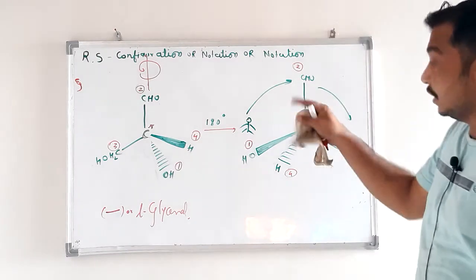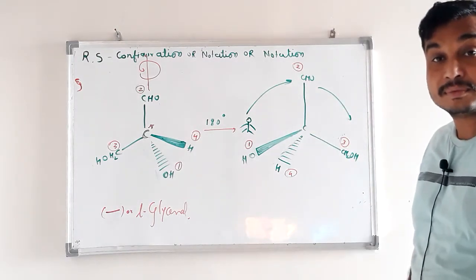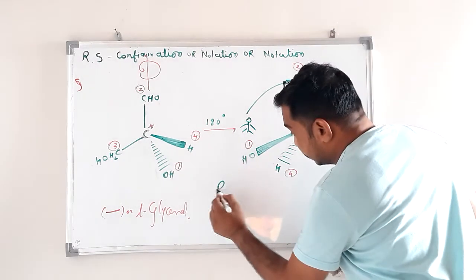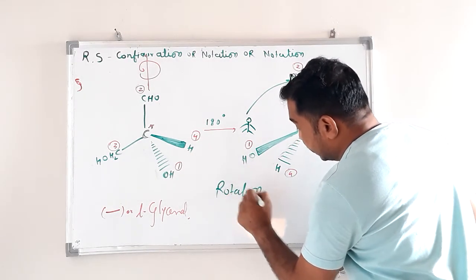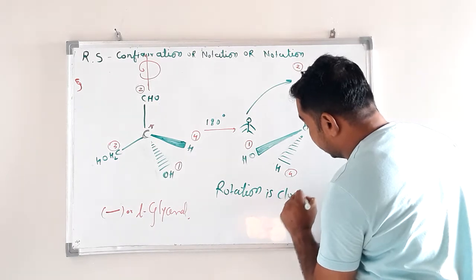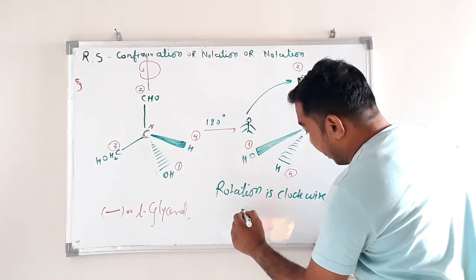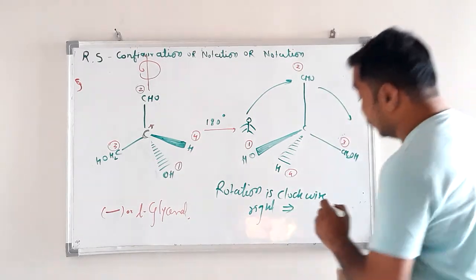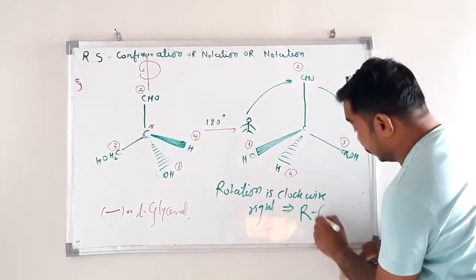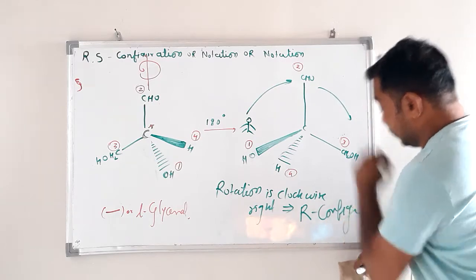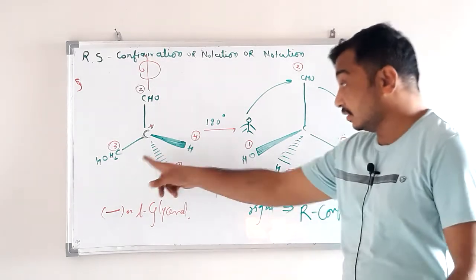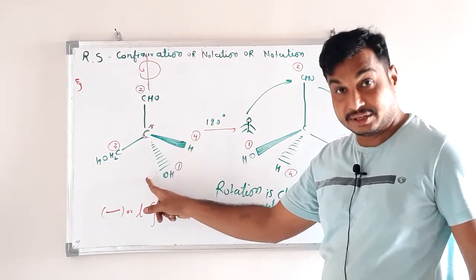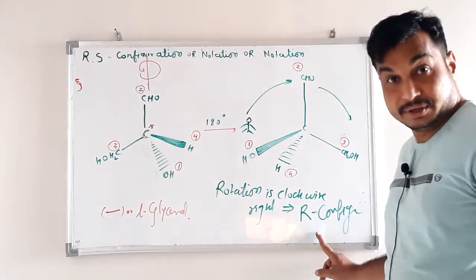Is this rotation clockwise or anti-clockwise? Clockwise. Rotation is clockwise, or right side, right. Therefore the notation is R. So this compound has R configuration. In the last example that was S configuration, and this is R configuration.